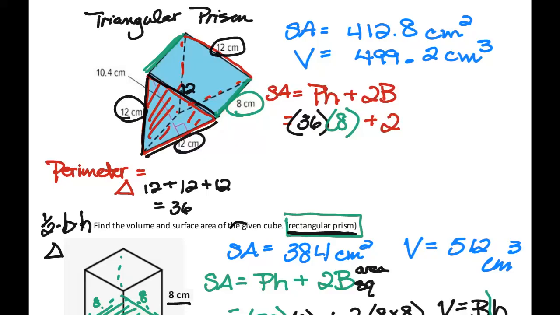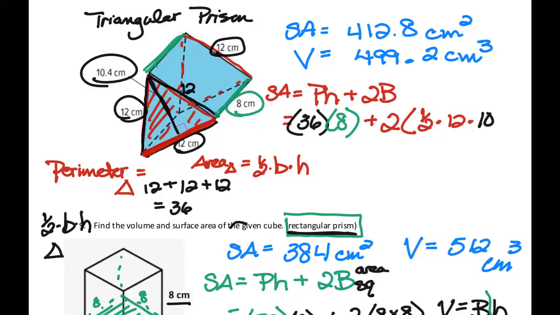Your base is a triangle. So the area of a triangle is 1/2 times the base of the triangle, that's small b, times the height. So over here, 1/2 times the base of the triangle, that's the bottom, which is 12, times the perpendicular height, right here, is 10.4. So first number, 36 times 8 gives me 288.